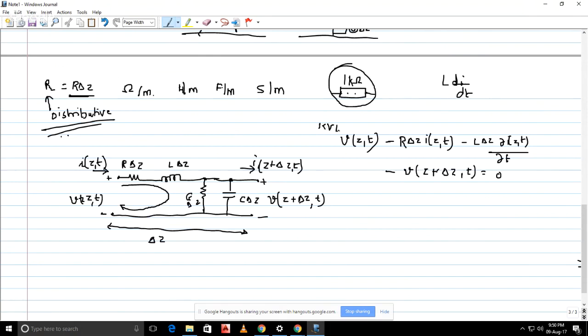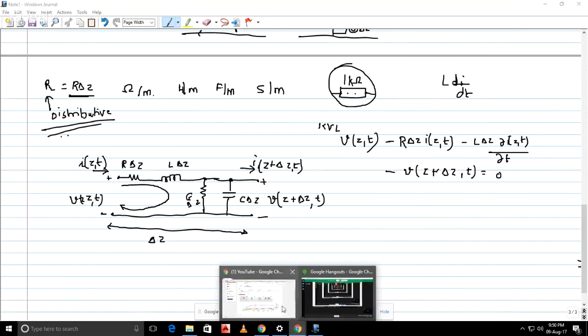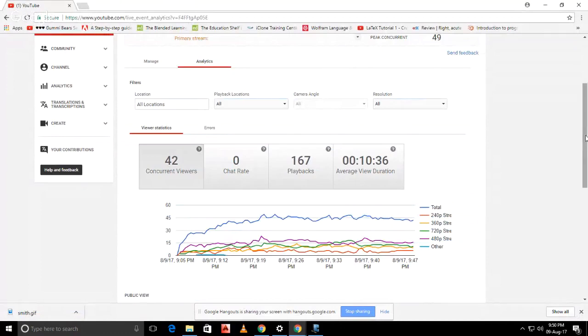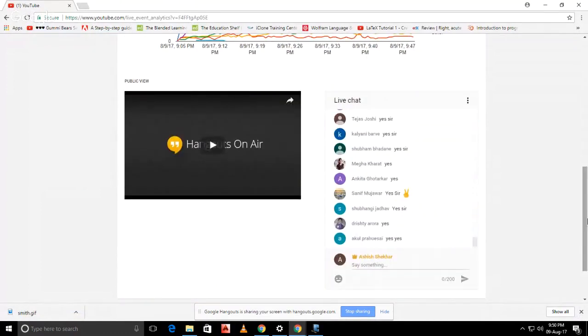What? KVL. How many people understood? Please reply. How many people have understood how I got that second voltage into the picture? Why is the second voltage there in the KVL?